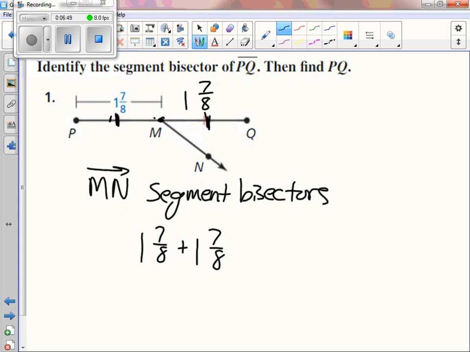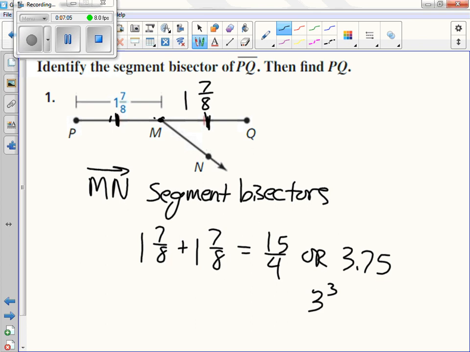When we add those two together, we will get 15/4 or 3.75, or we can say 3 3/4. All of these are the same answer, they're the same number, but that is the total length of line PQ. And that's all we have to do for this problem here.